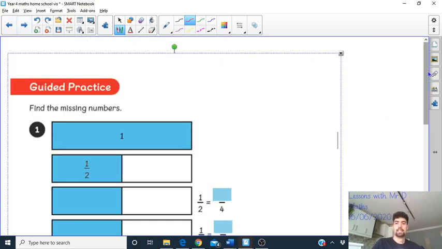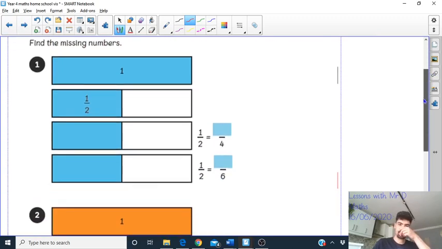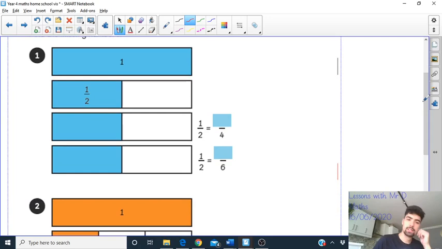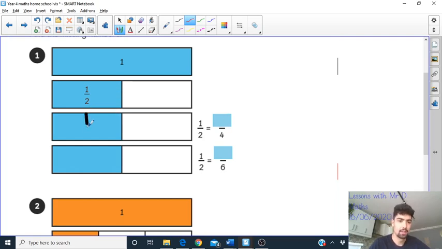I'll show it a little bit on the guided practice. Do pause and have a go if you're feeling confident already. So there's my whole, and the whole is not going to change throughout the entire question. I've now split into halves. I want to know the equivalent fraction to quarters. So I need to now split each half in half again. So I've got 1, 2, 3, 4 equal parts, and how many of those quarters equal a half? You guys have a go.